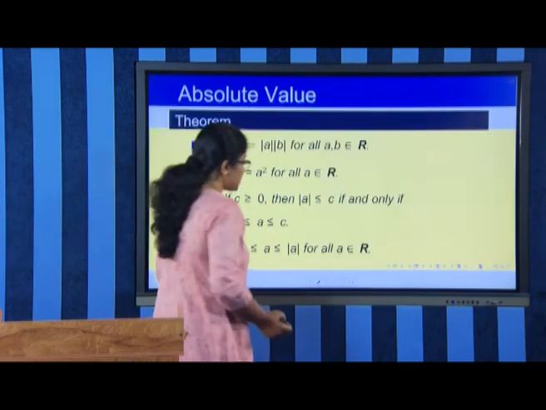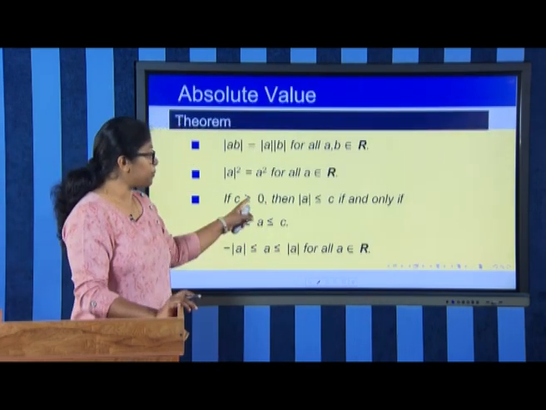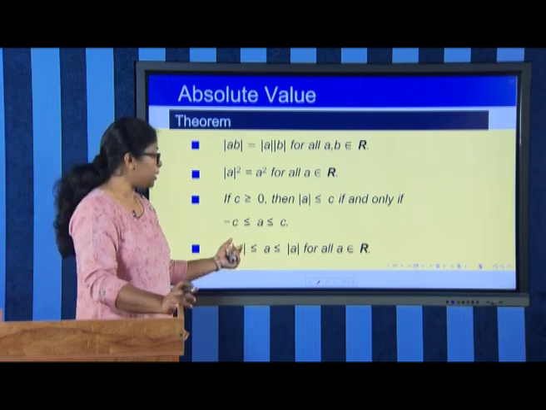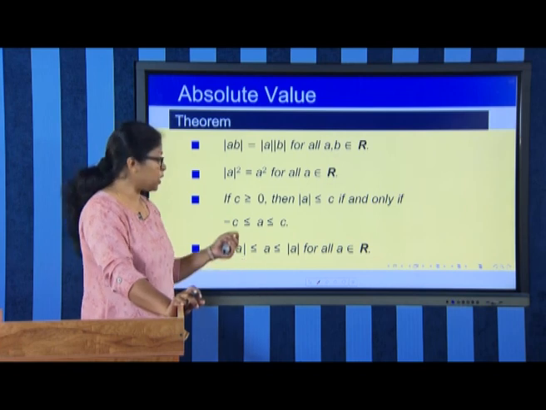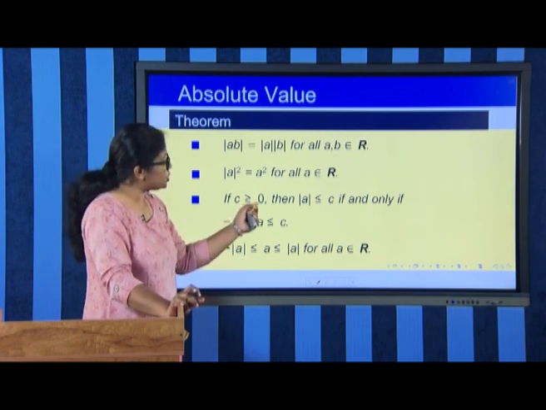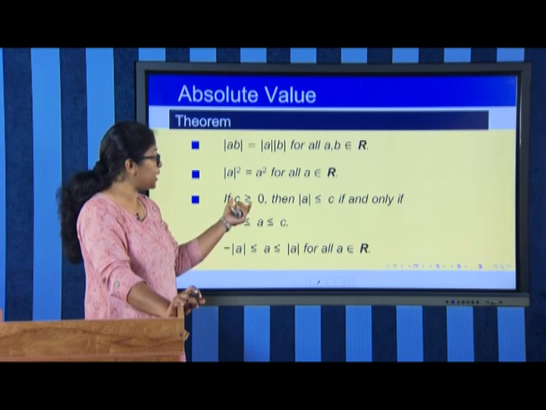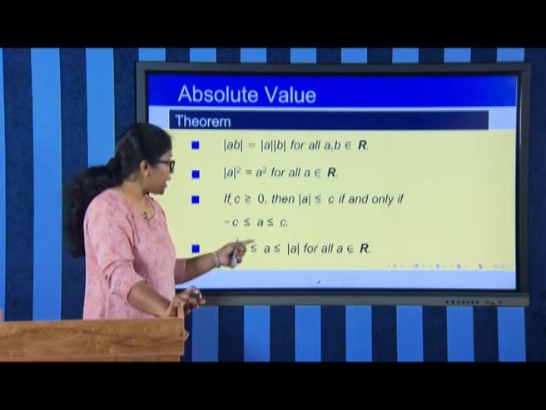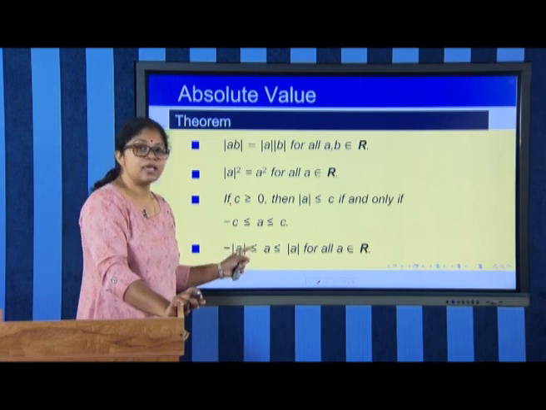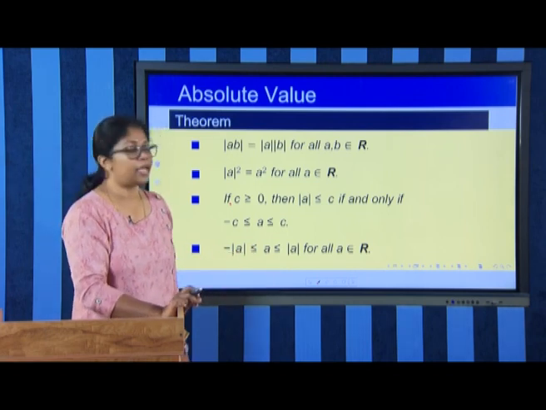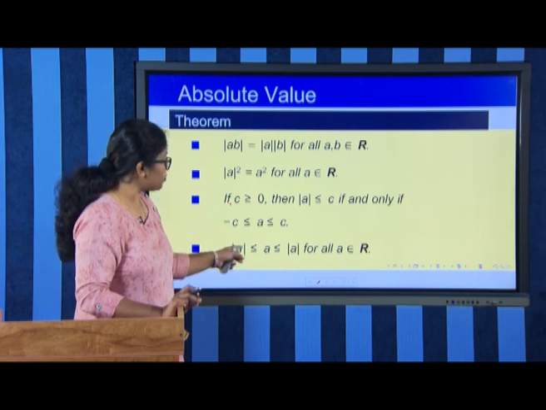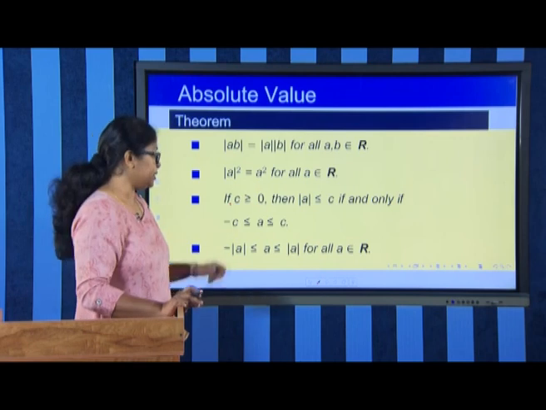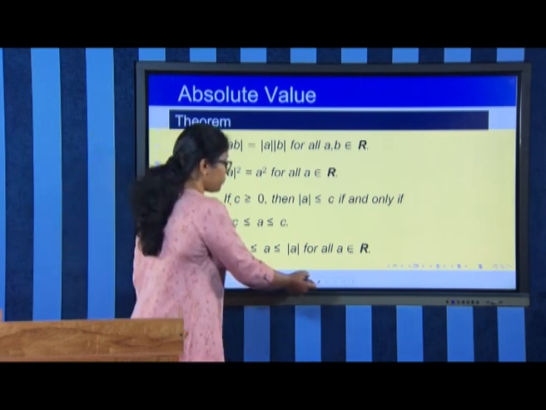And the last case just follows from the third one by replacing c by the positive number mod a, because the third condition is a more general form, since we need only c to be a non-negative real number, and here you have c equal to mod a, which is strictly greater than 0. So, minus mod a is less than or equal to a less than or equal to mod a follows from the third condition. So, that is the proof of the theorem.